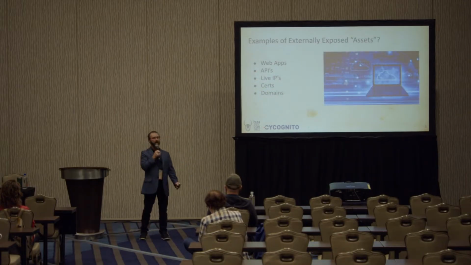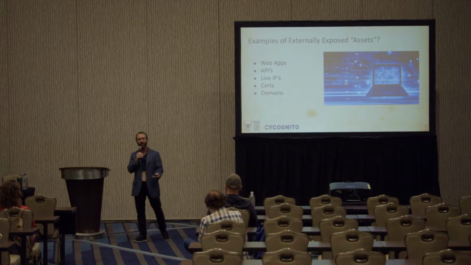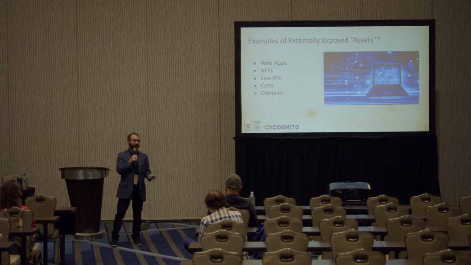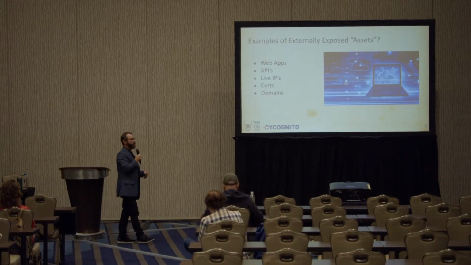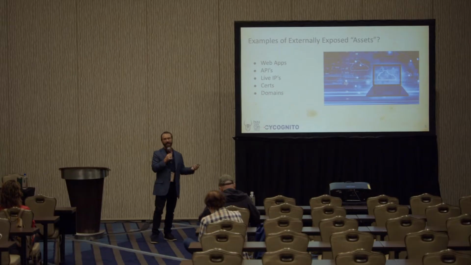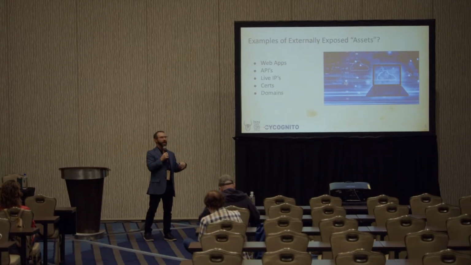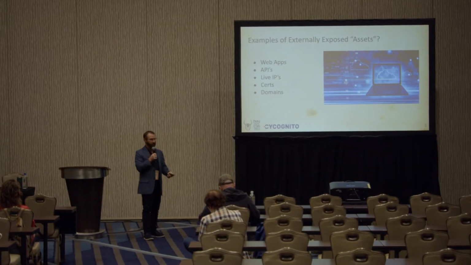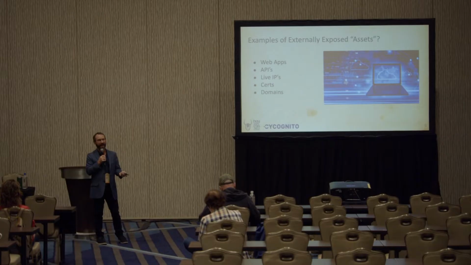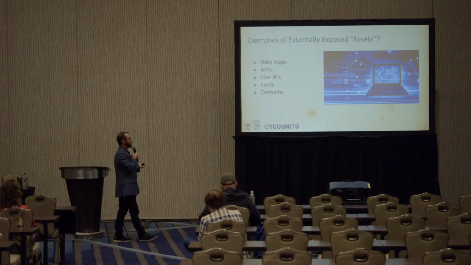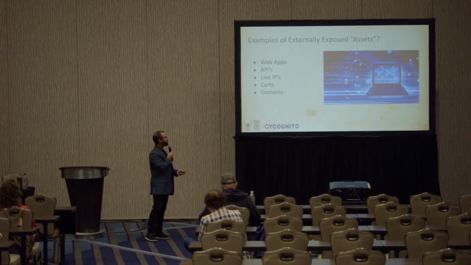And what are the types of assets that we're talking about? Not just IPs. A lot of times people think of just an IP address that's exposed as an asset. Well, it is an asset, but we also want to look deeper at things like web applications, domains, certificates, things like that. All of those things are exposed to the internet, and they all could potentially have a risk associated with them. So we'll take a look at APIs as well.